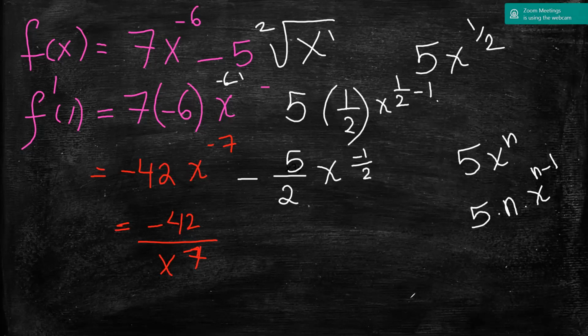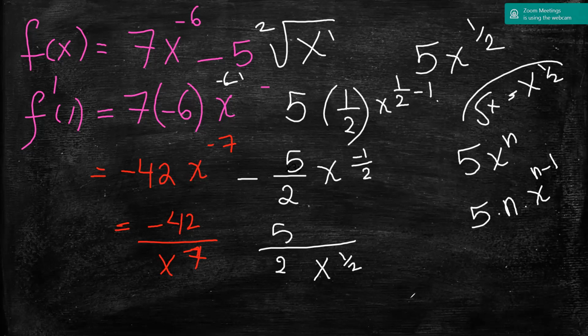Then I can write it as 5 over 2, and since we have a negative exponent, I will write it down. And I told you that x raised to the power half is the same as square root of x. So I can now rewrite it as square root of x.